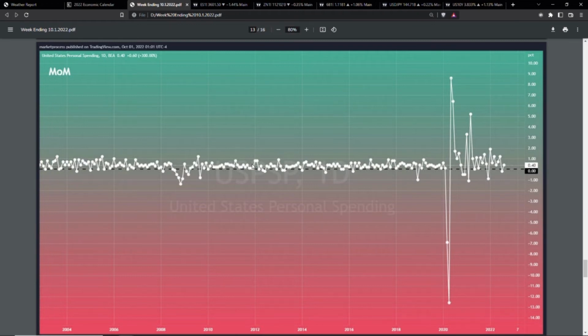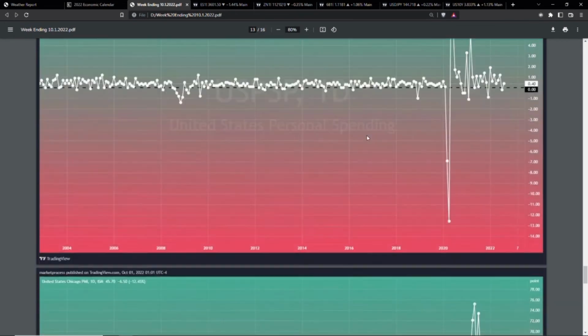Now we have United States personal spending month over month, positive again, not really falling off a cliff. And when this does fall off a cliff, even in 2008 and this COVID blowout, it really doesn't go down past like 1%. So we're still in positive territory. So not really too bearish yet here.